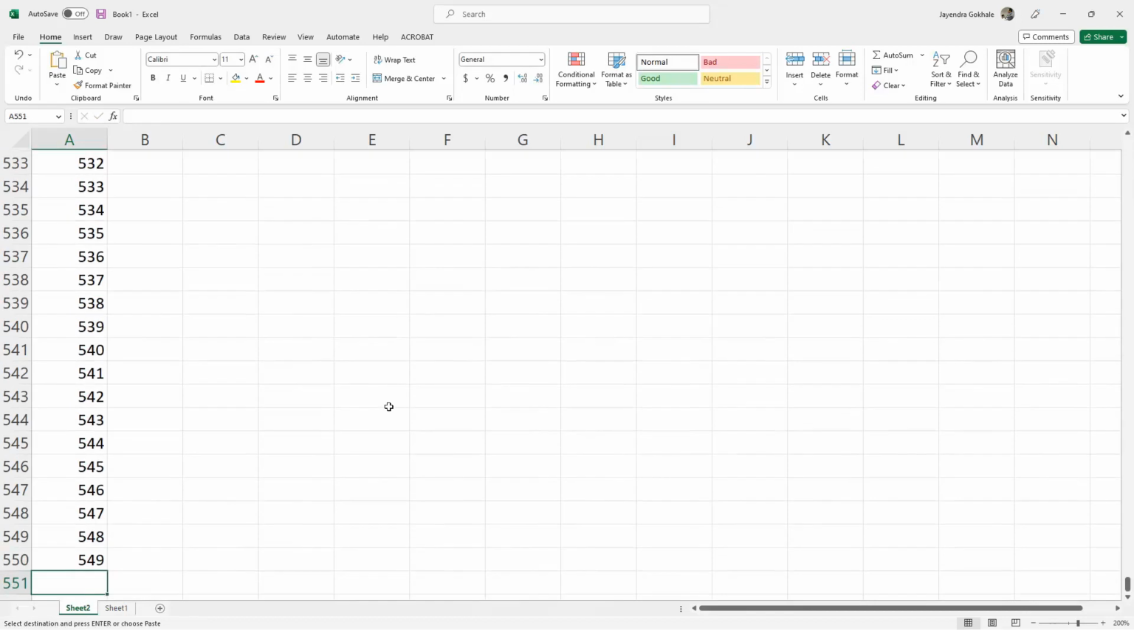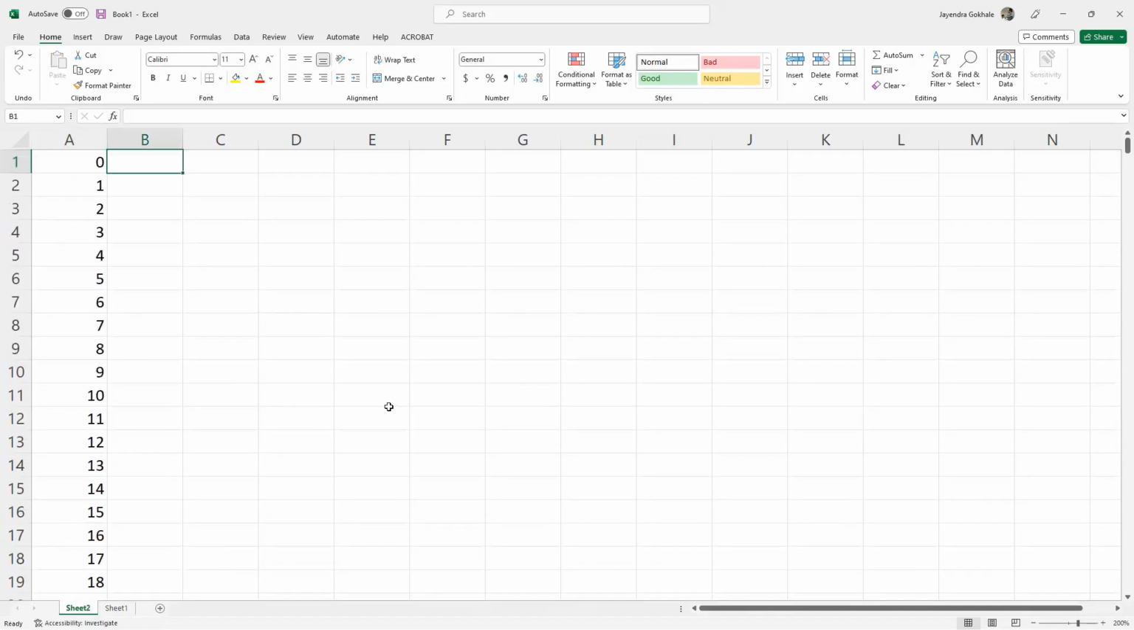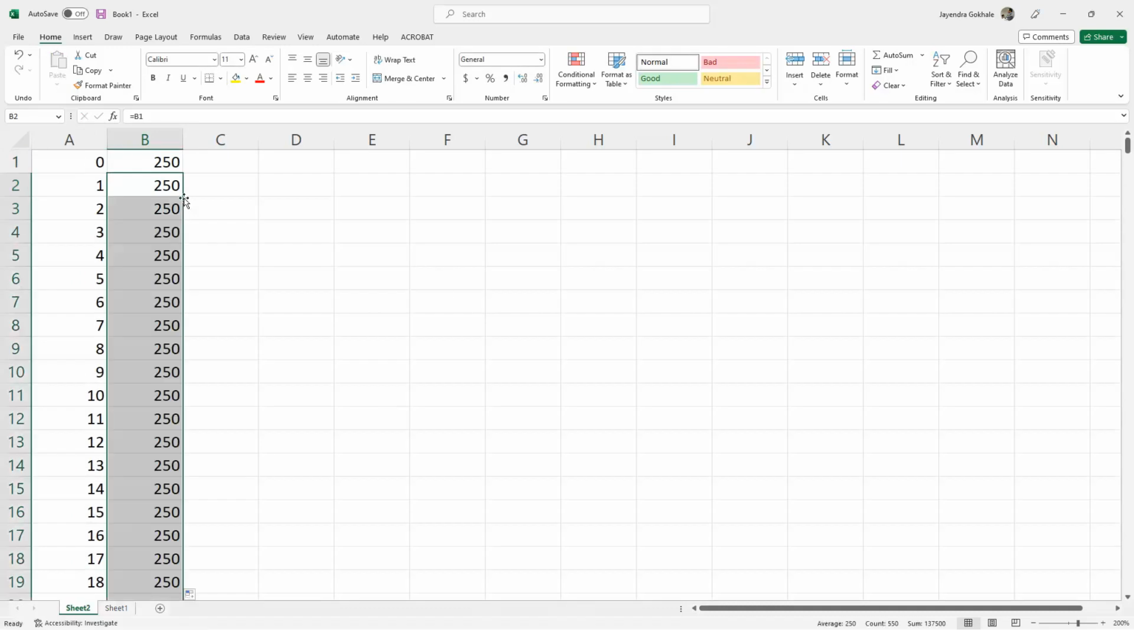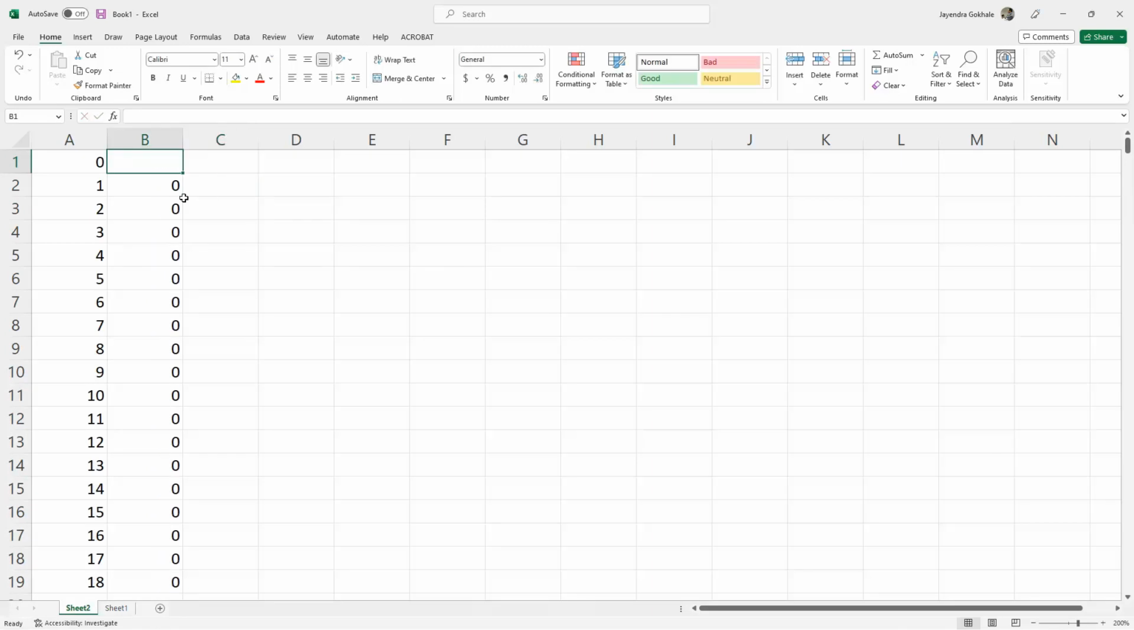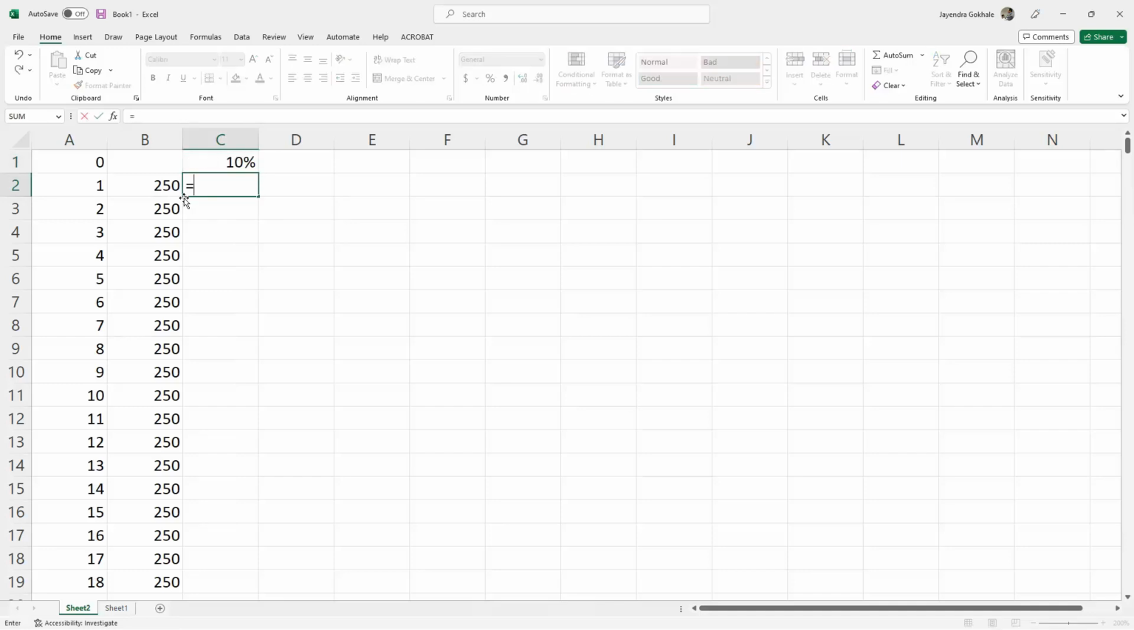So we have 550 periods, and let's assume all of them give us $250 as equal payment. Now what is the present value? Well, not at T equals 0, right? It's an annuity. Now let's put a rate here. So the rate is 10%. Equals this divided by parenthesis 1 plus the rate to the power of the period. That's the present value of that cash flow.